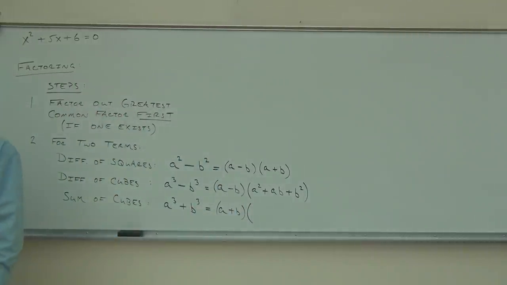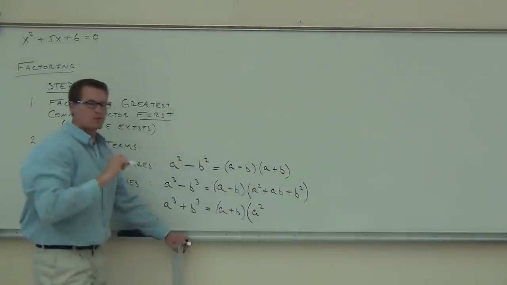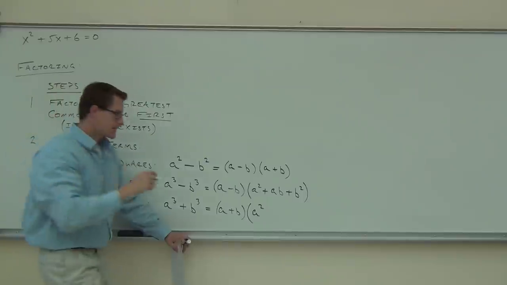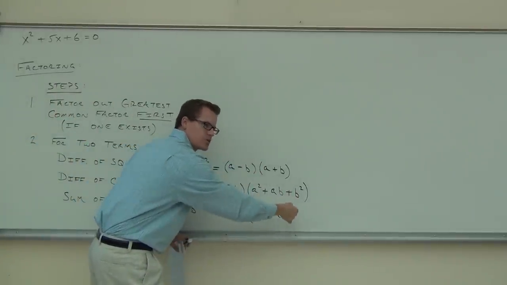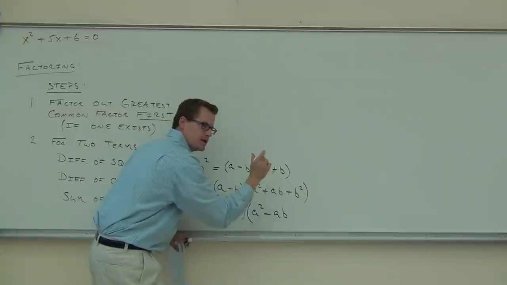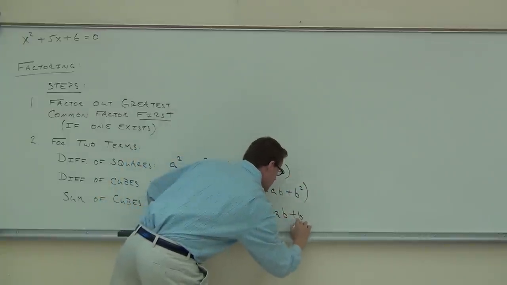Can you use the pattern here to kind of tell me what should be next? We should still have an a squared. You're exactly right. Do we have a plus or a minus? Minus. It's going to be a minus ab. This one is still going to be a b squared, though, and that happens when you multiply negative b times negative b, you get a positive b squared. So it'll still be plus b squared.